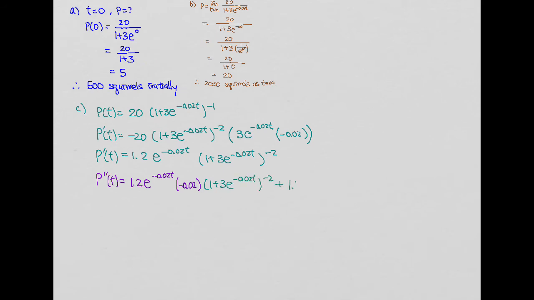plus copy down the first function, and times by the differentiation of the second function now. So negative 2, bring it down, (1 plus 3e to the negative 0.02t) to the exponent negative 3 times the differentiation of the base, which is 3e to the negative 0.02t times negative 0.02. Once again, ln e is 1, so we don't need to write it.